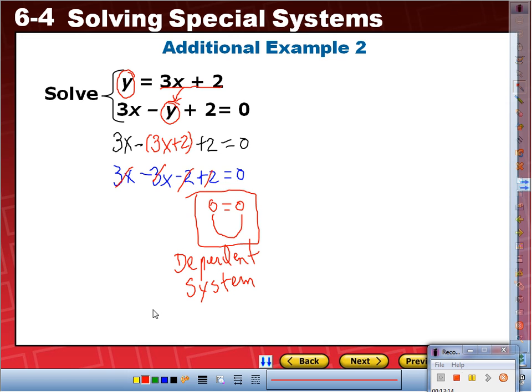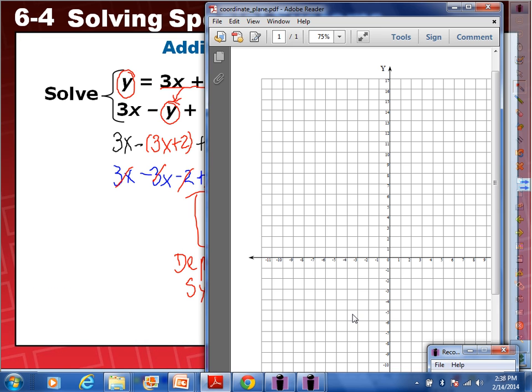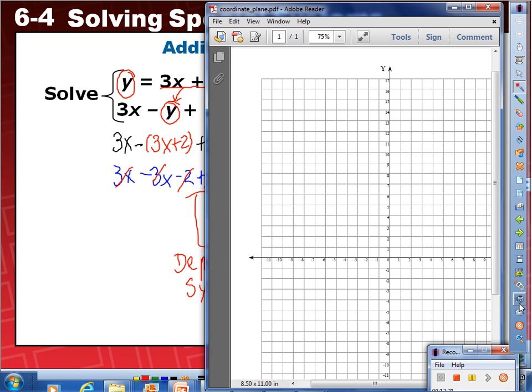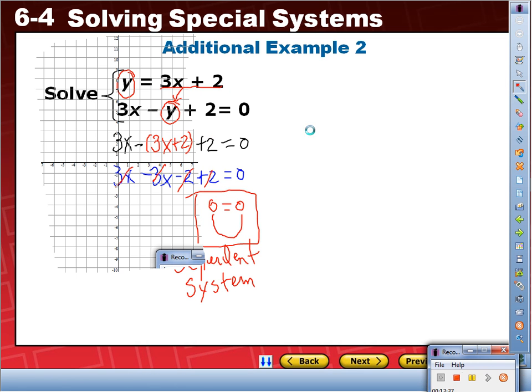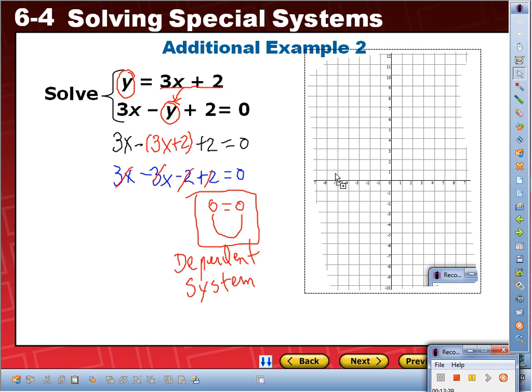All right, good. If that's what we found out using algebra, now let's look at the graph. Get your graph. You can use any graph you want. Let me get my graph in front of me. Okay, here we go.